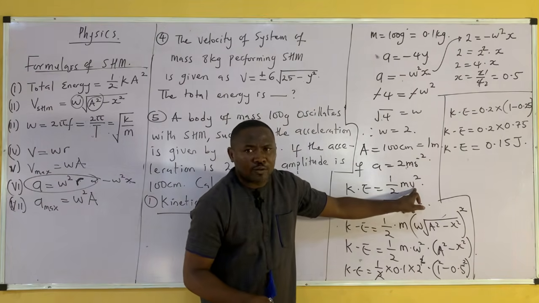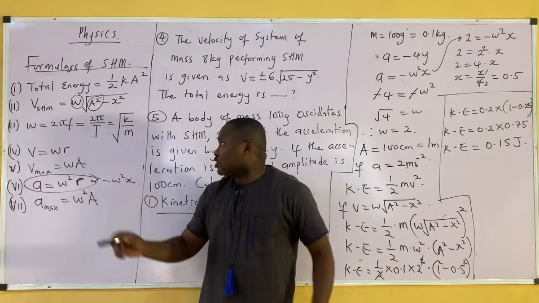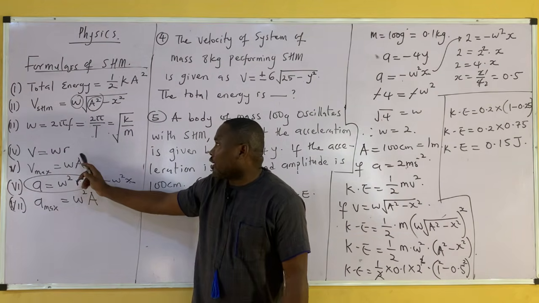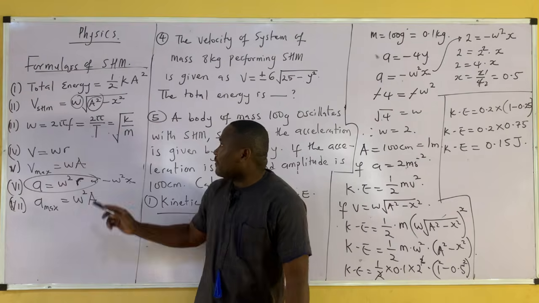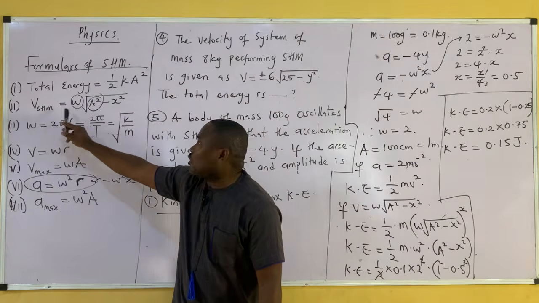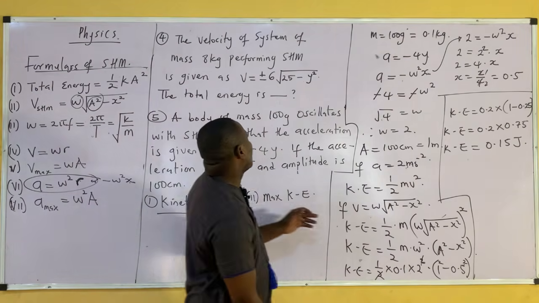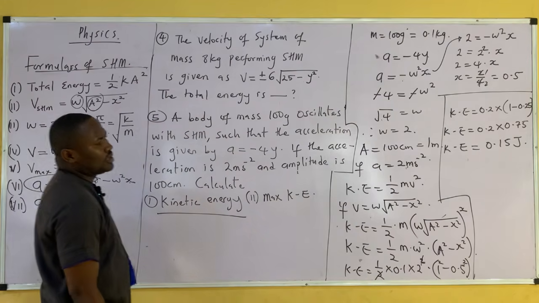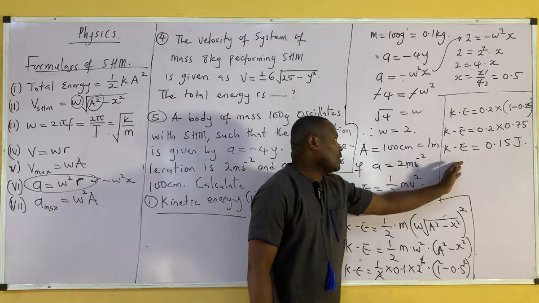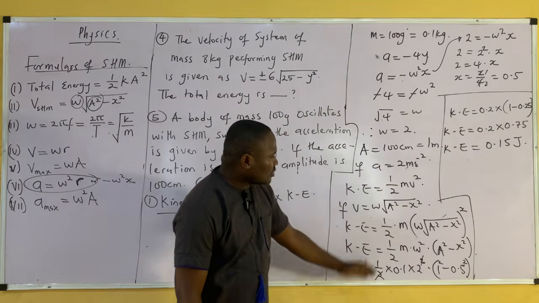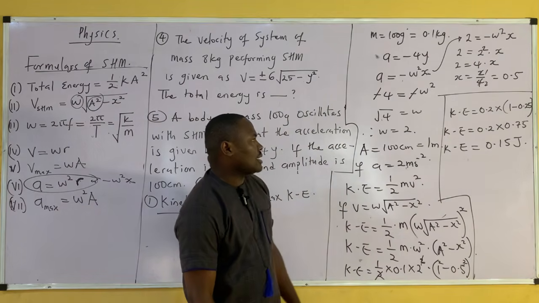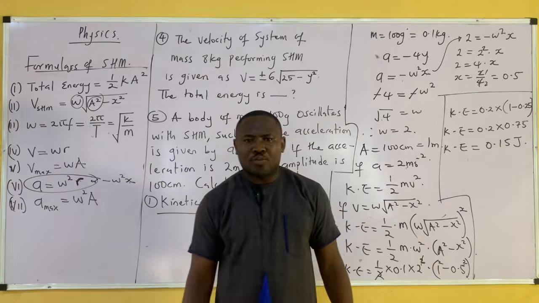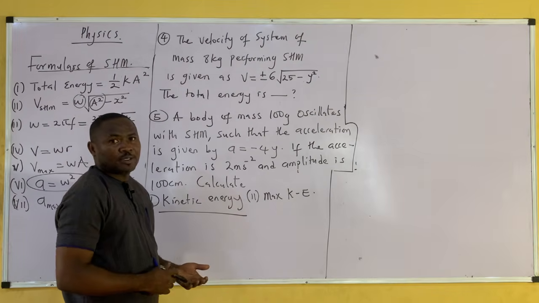Now please check what I did here. I did not just solve with v equals wA. No, I brought in the formula for the speed of SHM. Why? Because the question requires us to use SHM speed to solve it. So if you go down as I continue, you see that the answer is 0.15. Now let's look at the B part of it.